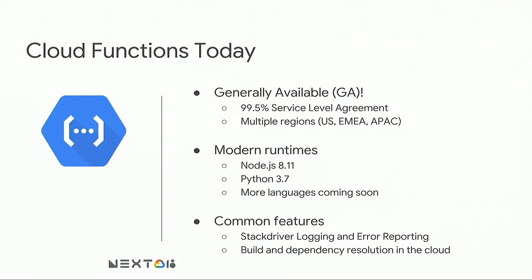So as you learned about yesterday, Cloud Functions is generally available with a 99.5% service level agreement. It's also available across different regions, 4 regions, 2 in the US, 1 in Europe, 1 in Asia. What's interesting to know as well is that your functions don't have to all be in one single region, but you can have functions in Europe, functions in the US, within the same GCP project. So if you want to have functions that are closer to your users, you can do that.